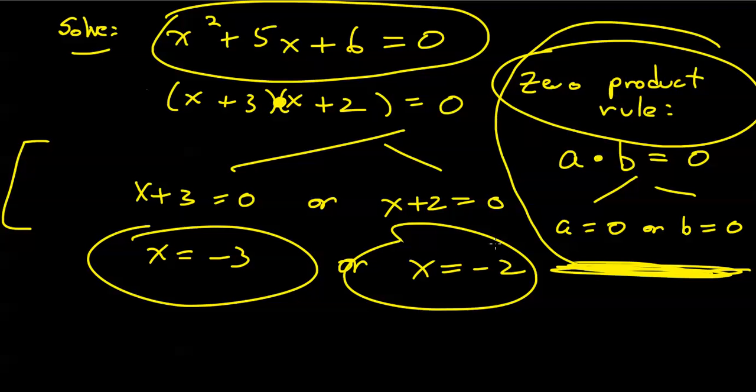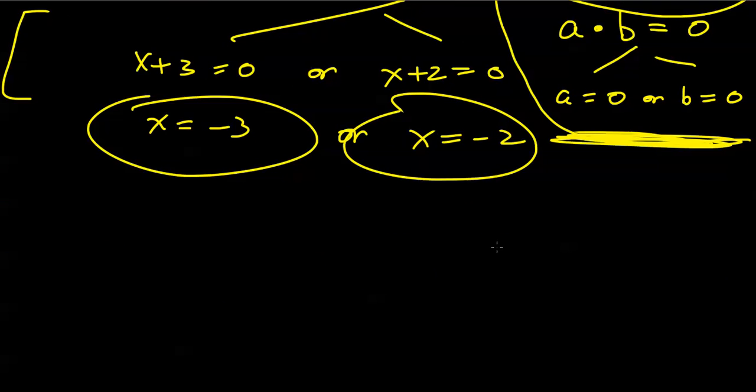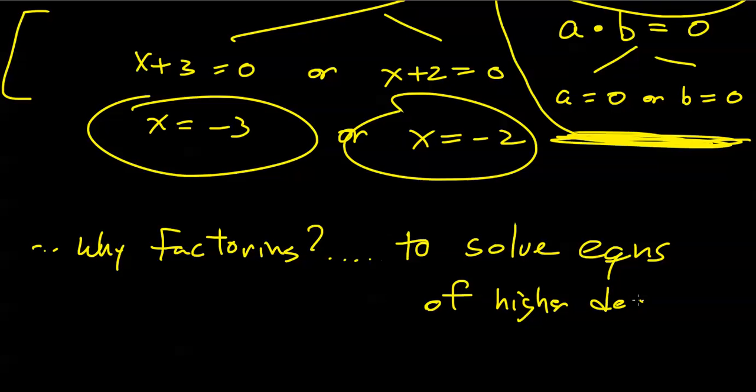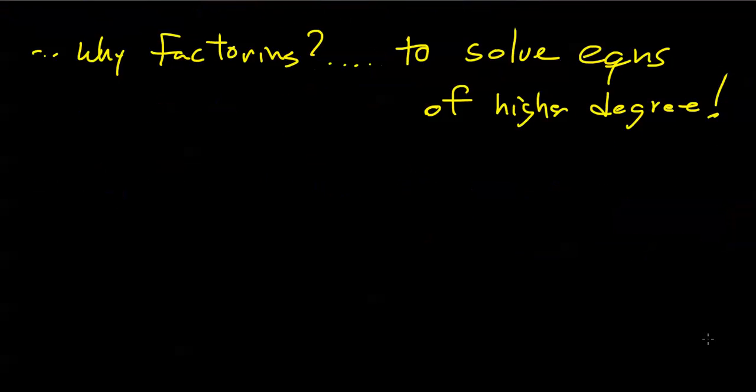Alright, so in wide strokes, this is kind of how section 5.9 is going to go. So we can answer the question why we spend so much time factoring in chapter 5, and the simple answer here is to solve equations of higher degree. And by higher degree, we mean degree greater than 1. Okay? Let's do another example.